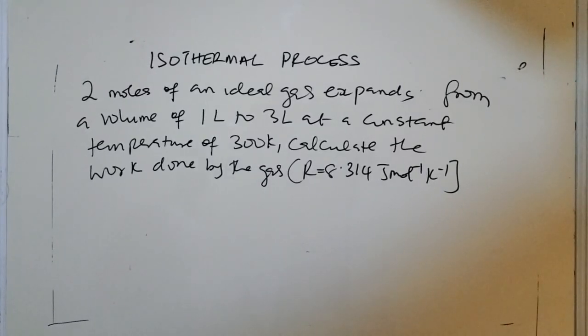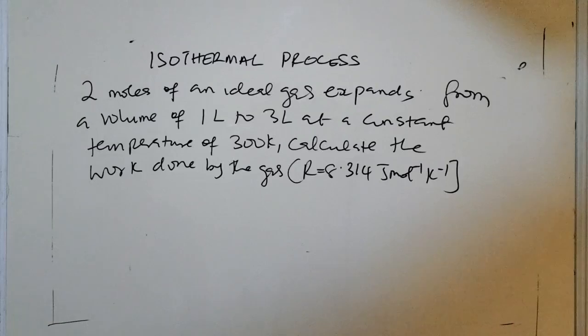So let's look at this question under the isothermal process. It says 2 moles of ideal gas expand from a volume of 1 liter to 3 liters at a constant temperature of 300 Kelvin. Calculate the work done by the gas, and the value of R is 8.314 joule per mole per Kelvin in standard unit. The gas constant is R, 8.314.